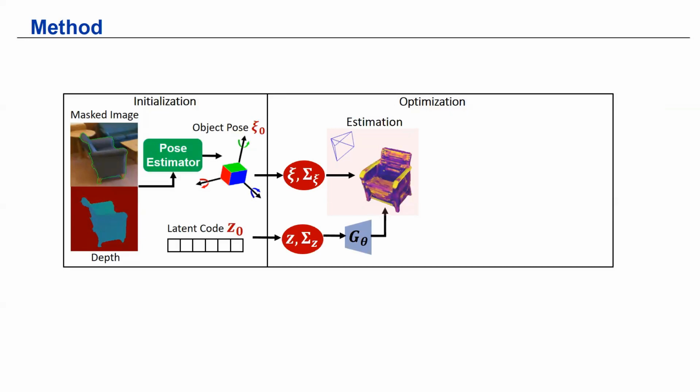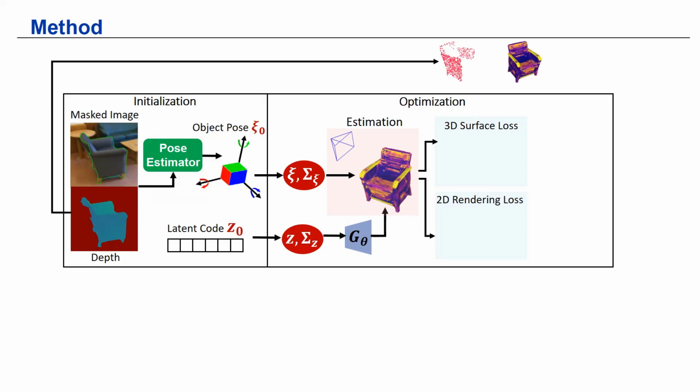To consider the uncertainties, for each object, we estimate the covariance for the latent code and the object pose, and integrate them into our probabilistic optimization framework. And our optimization framework includes two loss functions, a 3D surface loss and a 2D rendering loss.